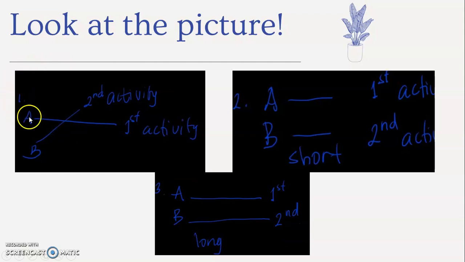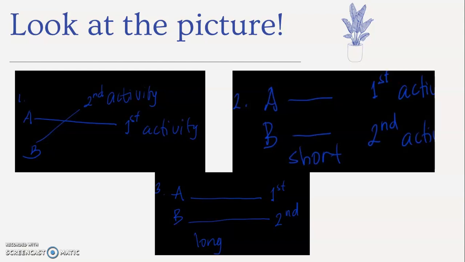Look at the first example. There are two conditions. First activity and then second activity. Whenever the first activity was ongoing, sedang berjalan, it is disturbed by the second activity accidentally. Jadi ketika activity pertama sedang berjalan, tiba-tiba diganggu oleh activity yang kedua. So, the first activity that was ongoing must be in past continuous, and then the second activity that disturbed the first activity must be in past simple.